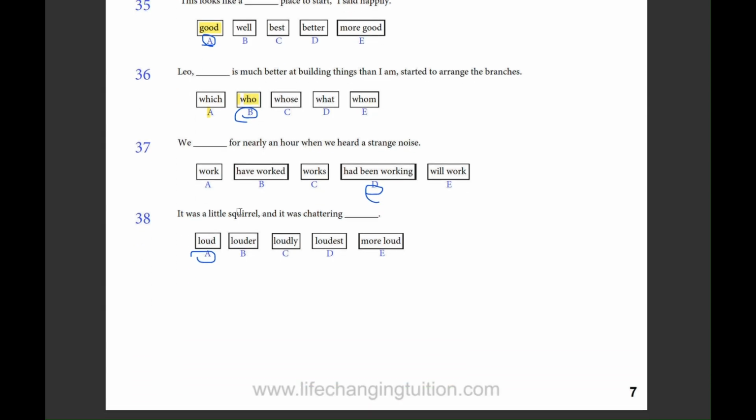Question 37, best word. We blank for nearly an hour when we heard a strange noise. Our choices are A, work, B, have worked, C, works, D, had been working, E, will work. Now, looking at why not, A and C are clearly the wrong tense. B is present perfect, and E is future. The correct answer is D, had been working. The explanation is that the past perfect continuous shows ongoing action before heard.